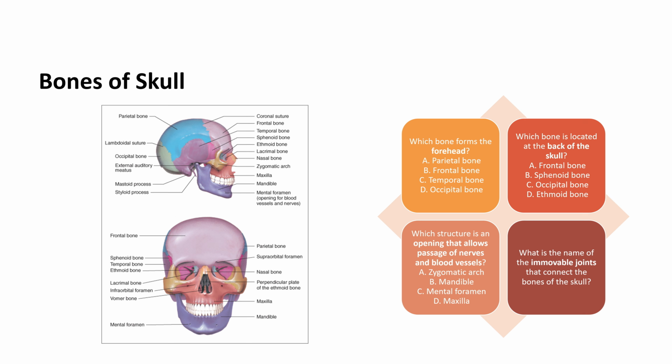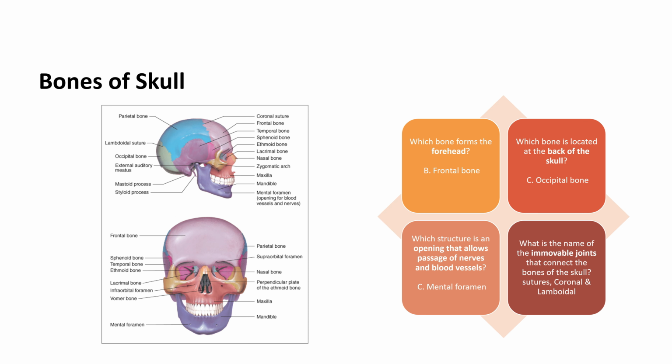Which structure is an opening that allows passage of nerves and blood vessels? Your zygomatic arch, mandible, mental foramen, or your maxilla? This is one you guys need to remember. What is the name of the immovable joints that connect the bones of the skull? And again, we just went over this.